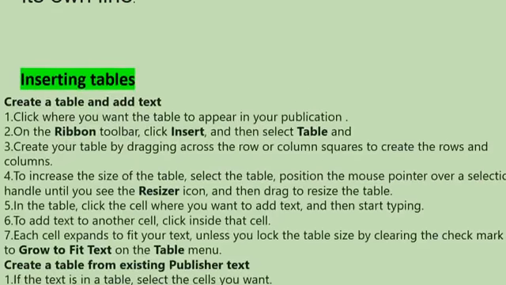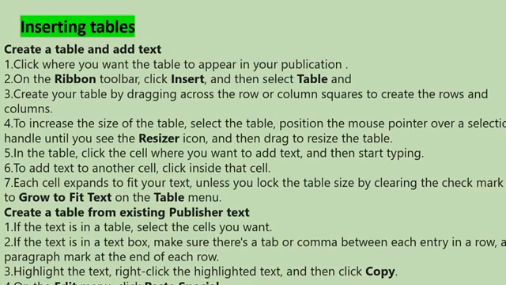There are many. Then just to see how you insert a table. Just like you insert a table in Microsoft Word, it is exactly the same idea you utilize here. To create a table and add text, click where you want the table to appear. On the ribbon toolbar, click Insert and then select Table. Create your table by dragging across the row and column squares to create the rows and columns.